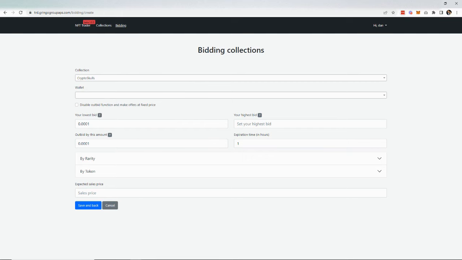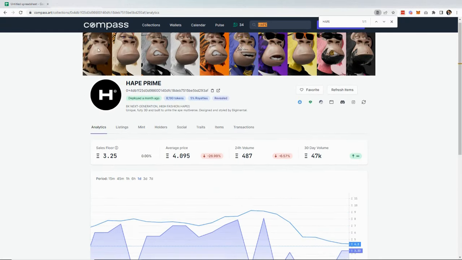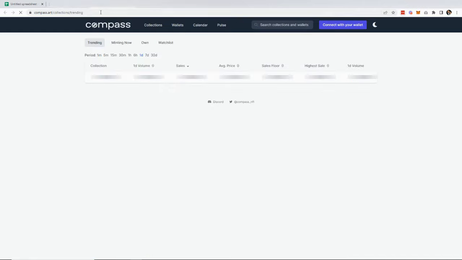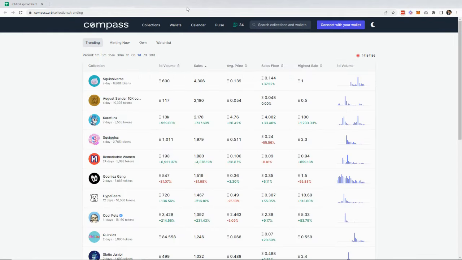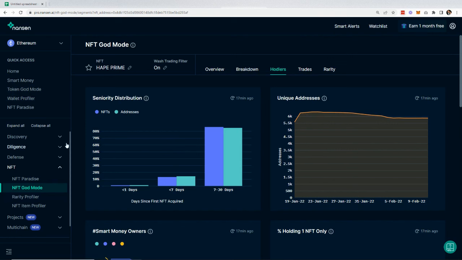What tools do I like to use to analyze what collections to bid on? I really like Compass. It's a free tool and has a lot of great stats. I'll go through a few things I like to look at. If you have a bit more money, you can use Nansen, which is amazing. They have something called NFT God Mode.